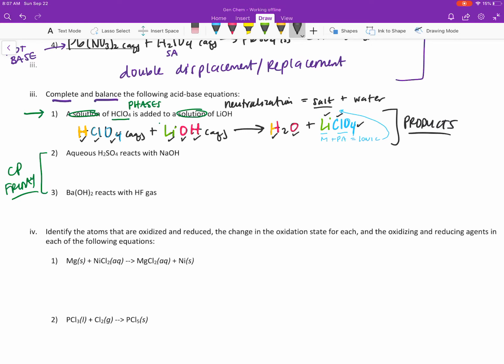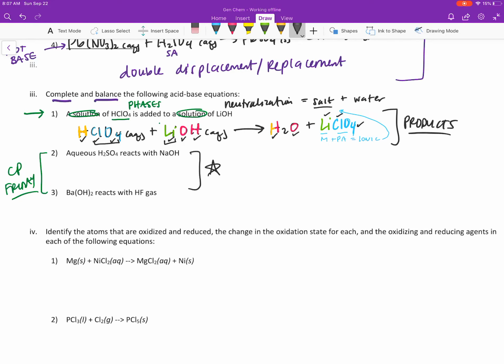But if you can remember that water is always going to be a product, and the proton always comes from the acid, and the OH always comes from the base, all that's left over is the other parts that are with that proton or with that OH group. Okay, so practice, and then you have opportunity for CP points.